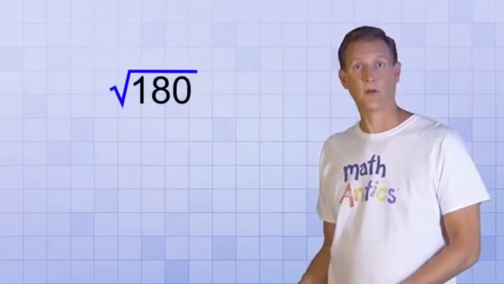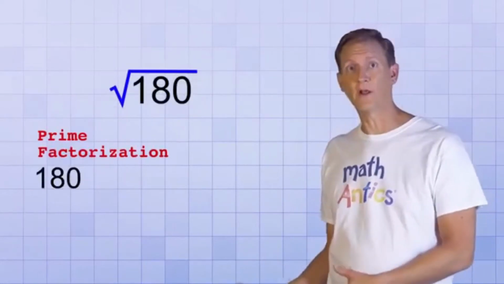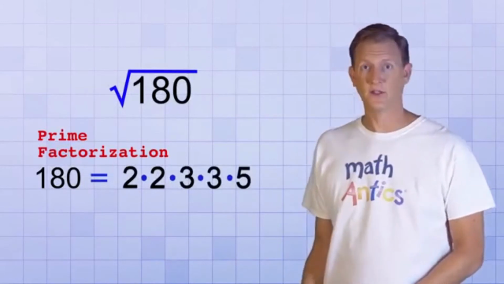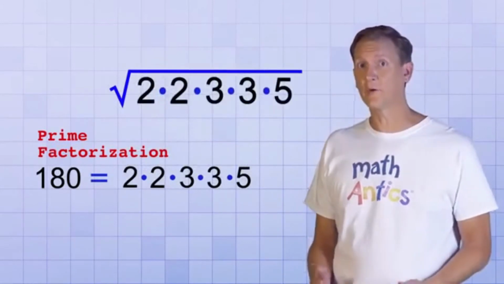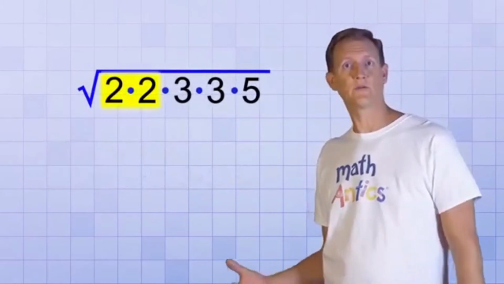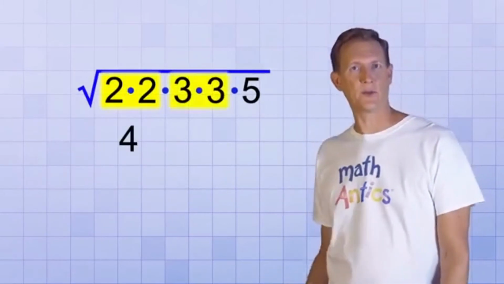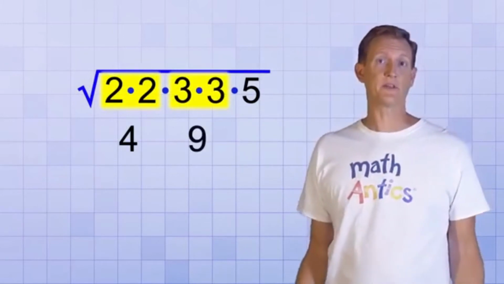Like in this example, the prime factorization of 180 is 2 times 2 times 3 times 3 times 5. So you can rewrite it like this and look for perfect squares. 2 times 2 is a perfect square since its value is 4. And 3 times 3 is a perfect square since its value is 9.